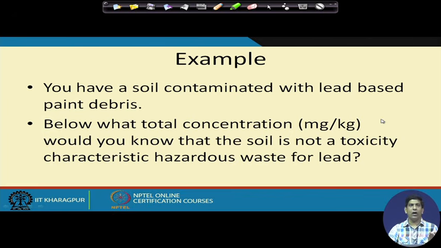So if you have a soil contaminated with lead-based paint debris. Now, lead-based paint, in India I think some of the paint being sold is still based on lead. The lead compounds are there, but most of the Western world banned lead-based paint in 1976, if I remember correctly. So around that time.